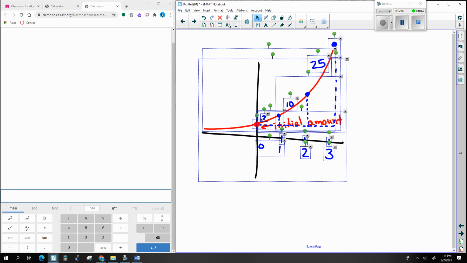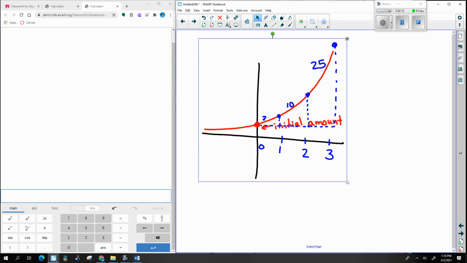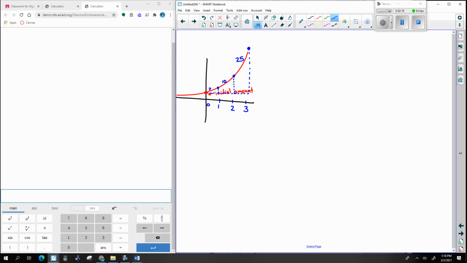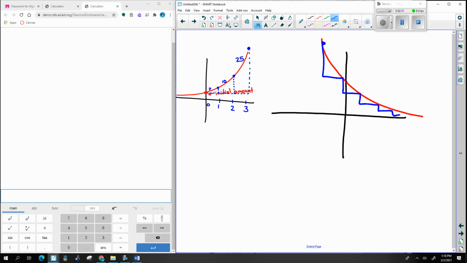Now decay is similar to this. Decay looks something like this, where at first, the amount that you're going down is drastic, but then it gets smaller and smaller. You start to go down like crazy fast, but then the amount that it goes down decreases, and that's called exponential decay.